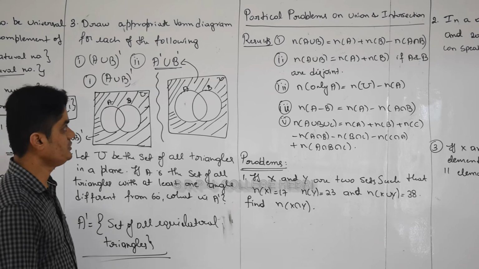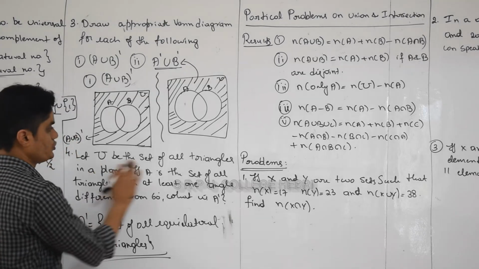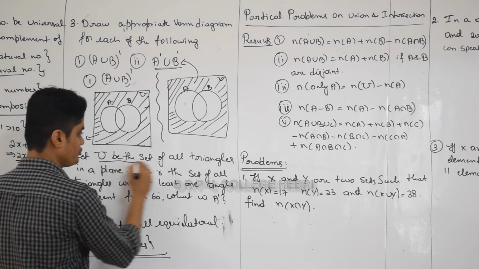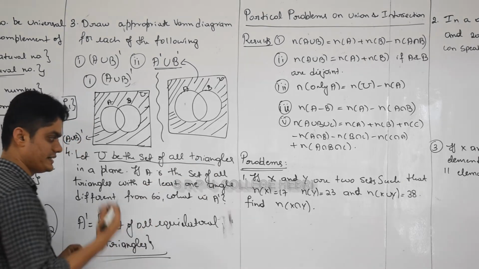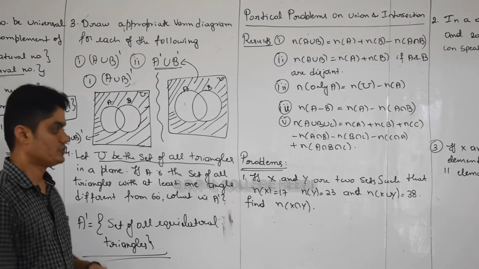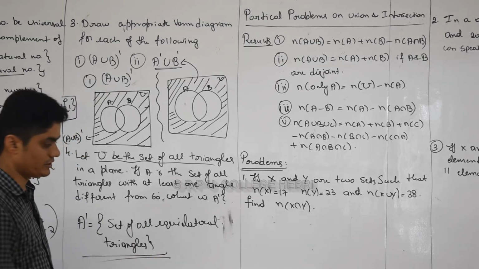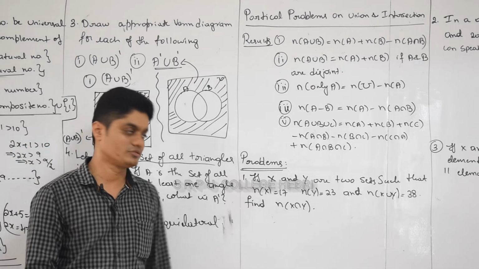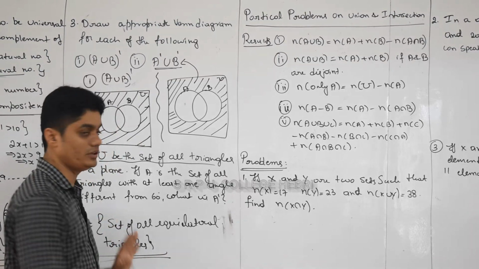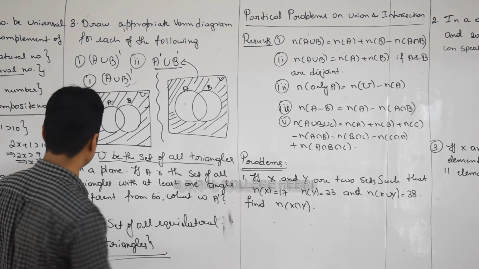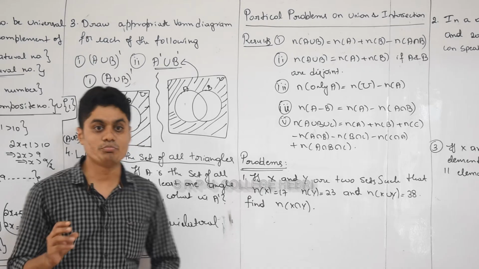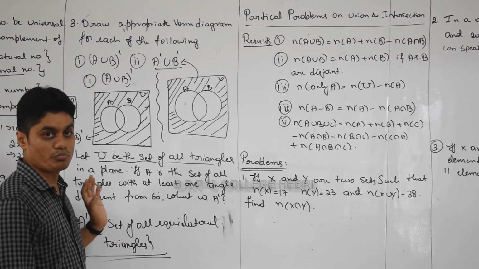I hope you understood. Let U be the set of all triangles. This is the universal set, and we are removing those with at least one angle different from 60 degrees. So the complement of at least one angle is all angles 60 degrees. When all three angles are 60 degrees, that triangle is known as an equilateral triangle. So it is the set of all equilateral triangles. So these are the problems using complement.